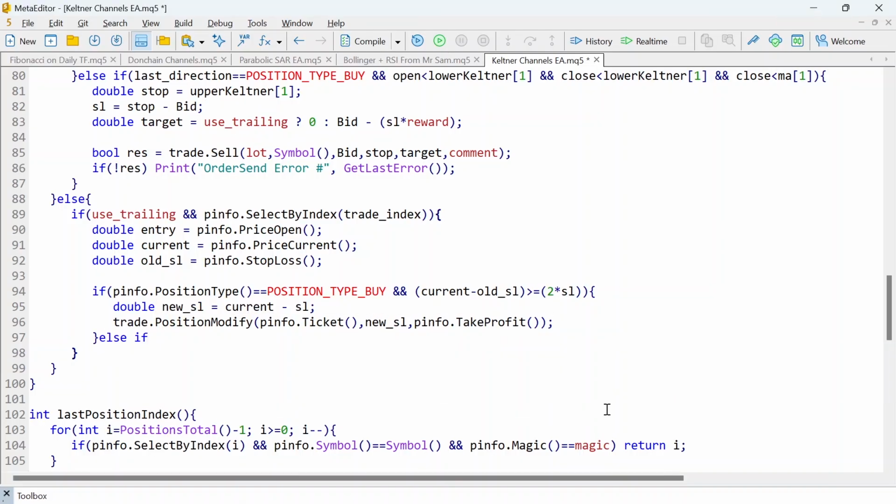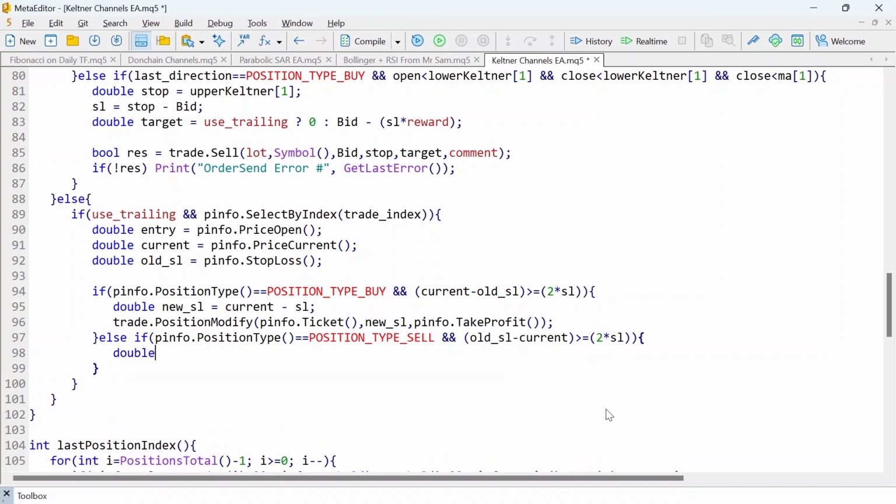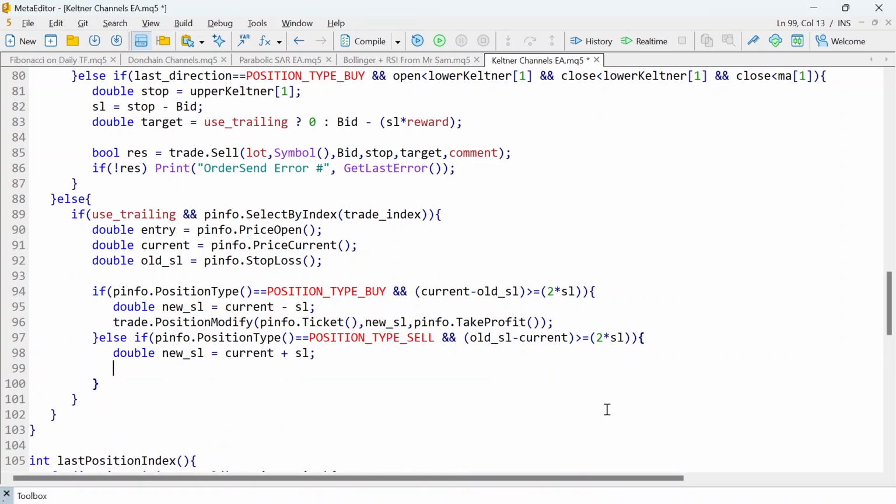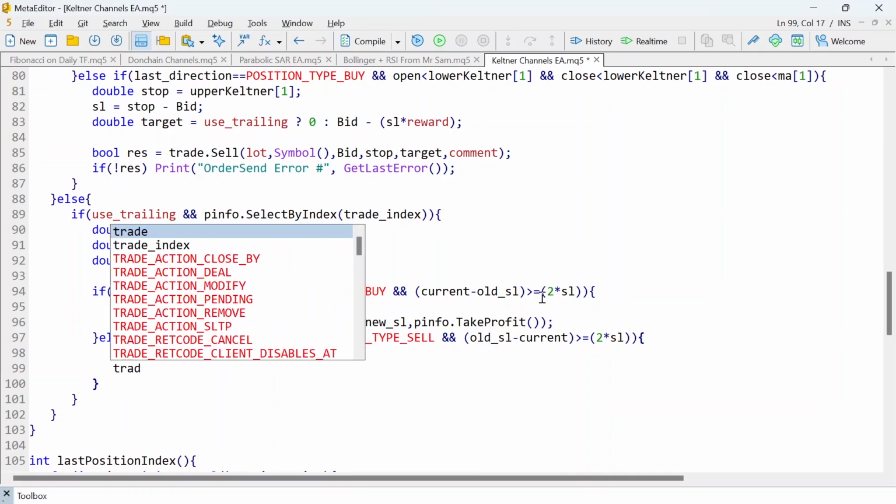And in case where we are dealing with sell, position type sell, and you realize that the gap between the old stop loss and the current price is greater or equal to times 2 of the initial gap. So what should be our new XL? Our new XL should be the current price plus this XL. Then we can simply say, you know what, let me just copy this.